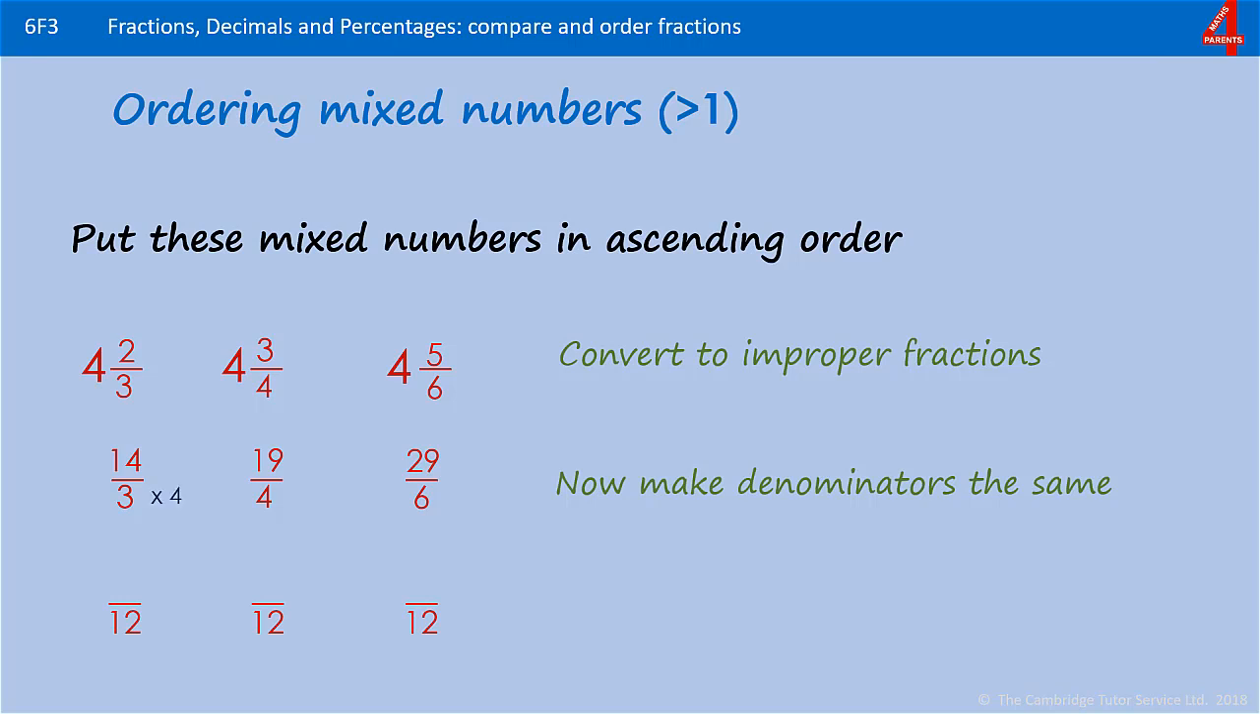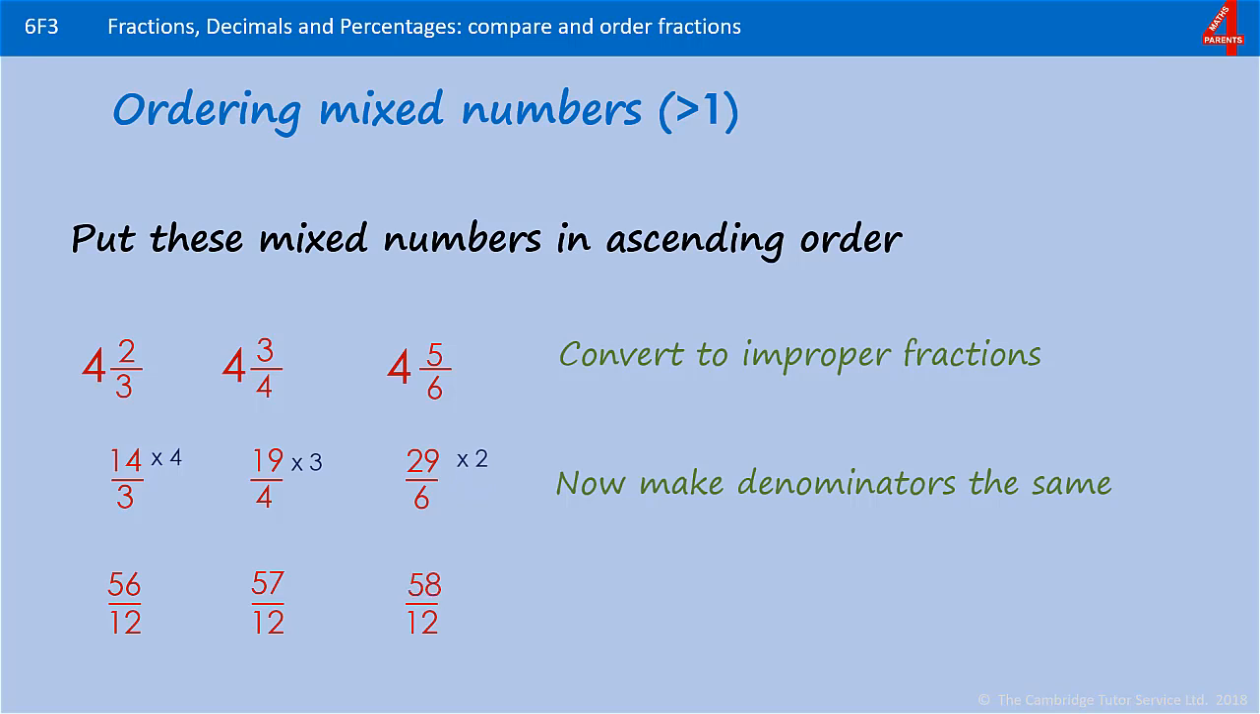To get from 3 to 12, we multiply by 4, so we're going to multiply 14 by 4. Remember, when you're multiplying something by 4, you can double it, then double it again. Double 14 is 28, double 28 is 56. To get from 4 to 12, we multiplied by 3, so we're going to multiply 19 by 3. 10 times 3 is 30, 9 times 3 is 27, 30 and 27 is 57. To get from 6 to 12, we multiplied it by 2, double 29, that's 58.